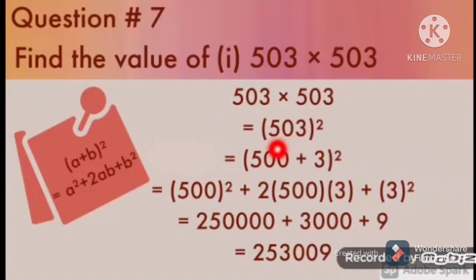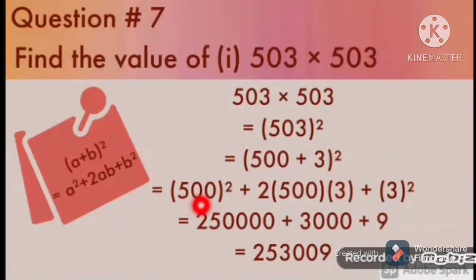First of all, we will write 503 as the sum of two terms. We can write 503 as 500 plus 3. So 503 whole square will be equal to 500 plus 3 whole square. Now it is written as the sum of two terms, so we will apply this identity, a plus b whole square. Here the value of a is 500, the value of b is 3.